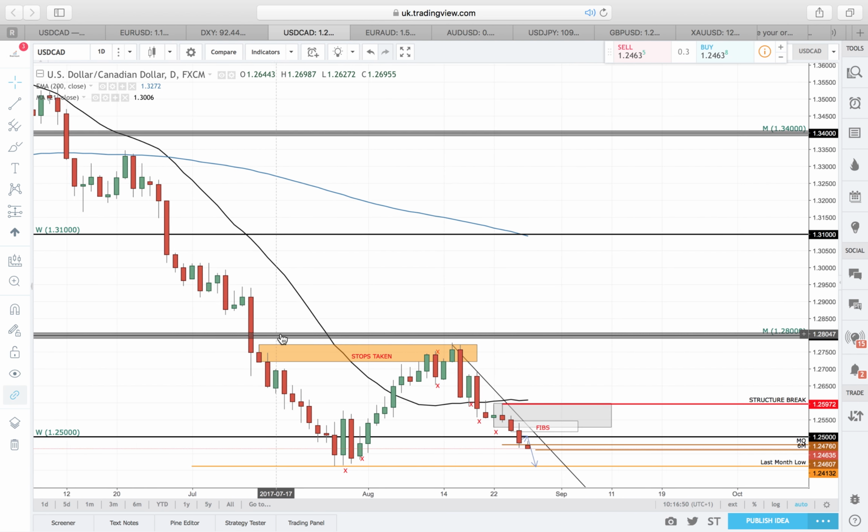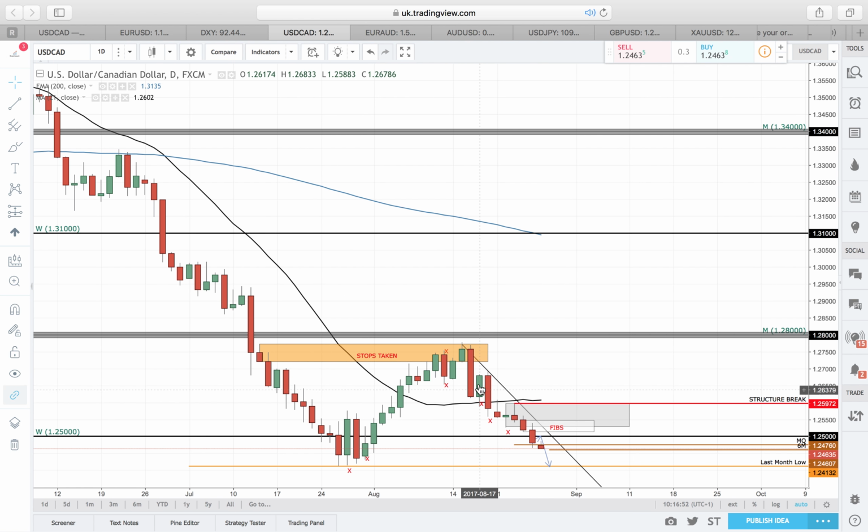Sorry, on the daily chart, there's nothing too much. Market is in a downtrend, as you can see. We've broken past the weekly zone of 1.25, and our next target is last month's lows.